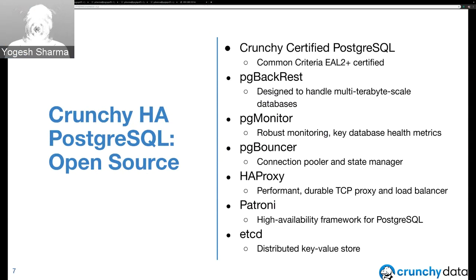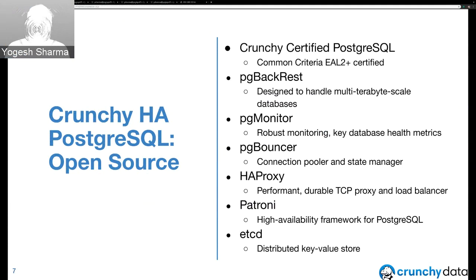HAProxy is a performant, durable TCP load balancer. It helps with two things in our design. First, it's going to detect where my read-write primary node is, and it will redirect connections there. Second thing, if applications are aware of the read-only concept, they can utilize replica nodes in a round-robin or different load balancing configuration to execute read-only queries on those nodes.